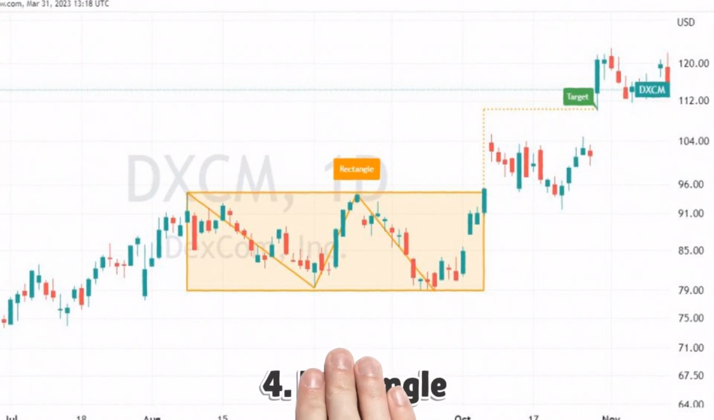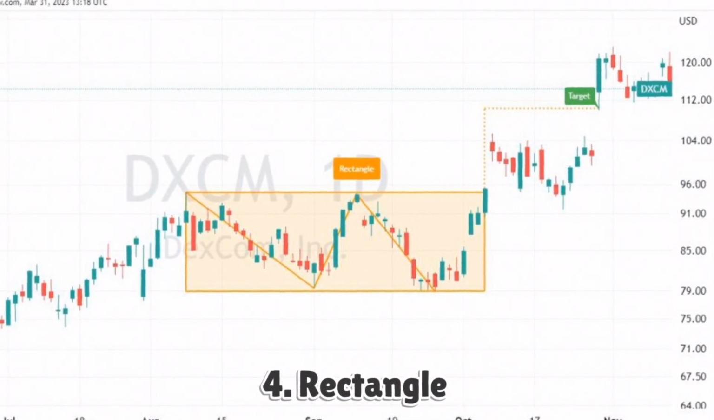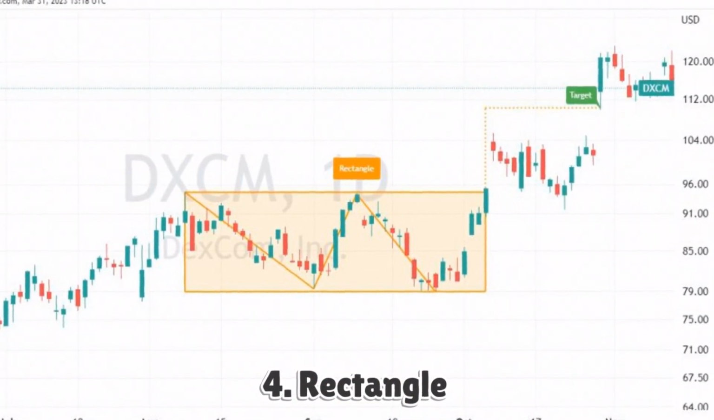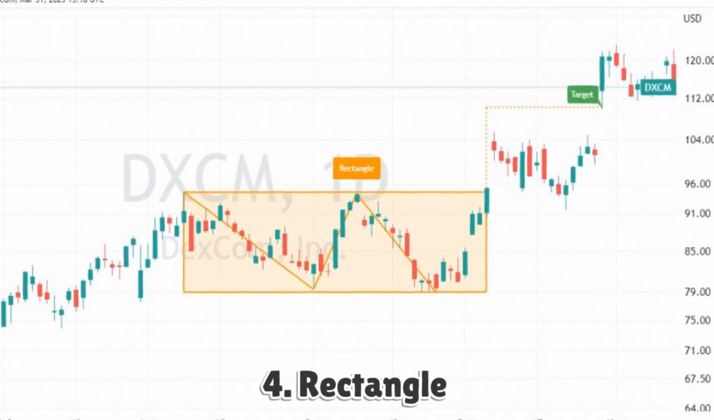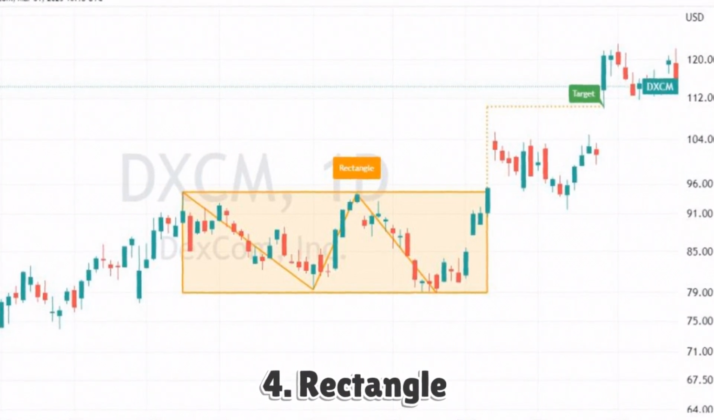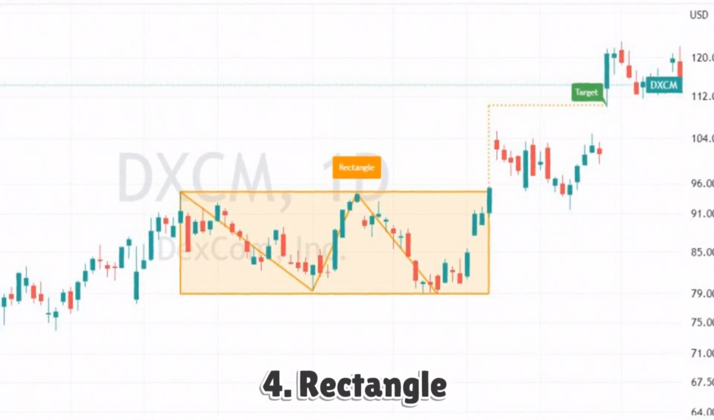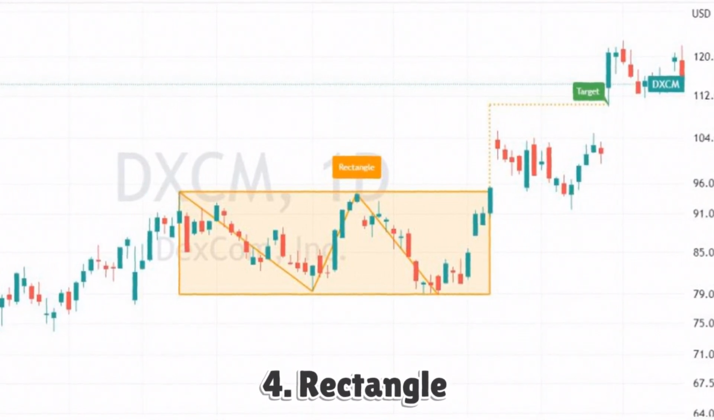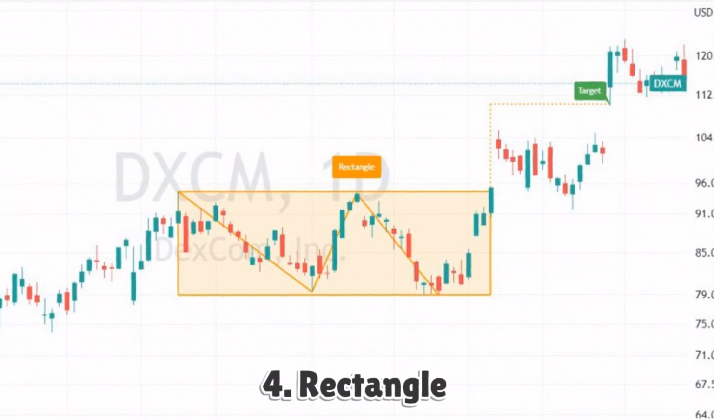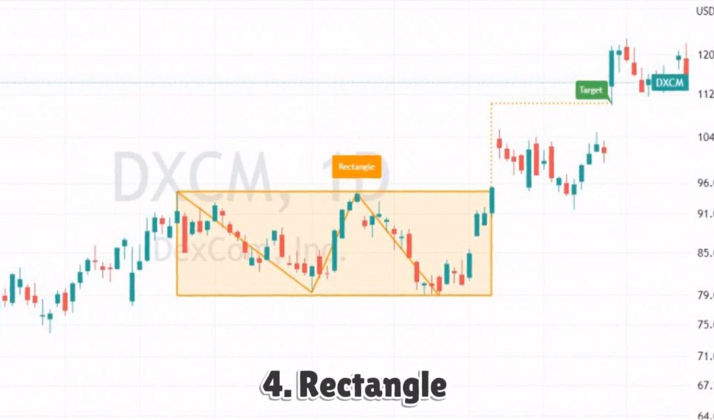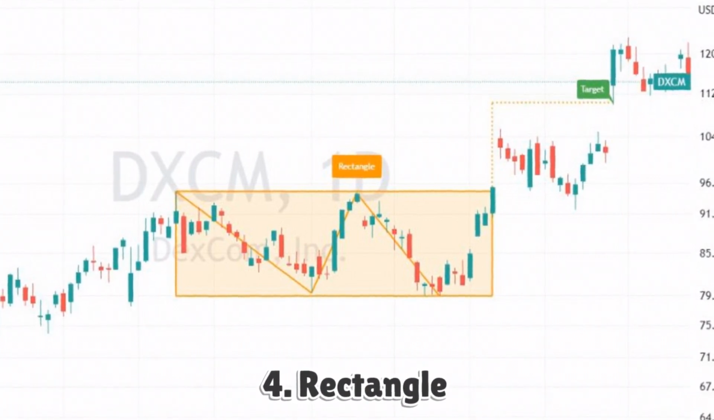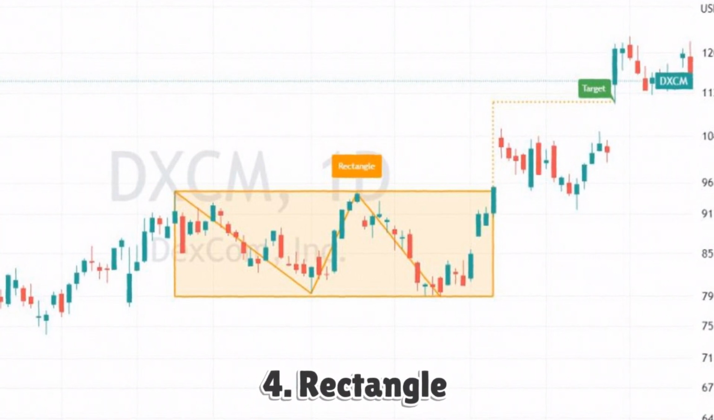The rectangle is a continuation pattern with two horizontal parallel lines acting as support and resistance levels. The price should normally break out in the same direction as the previous trend. The rectangle pattern has an 85% success rate in bull markets and an average profit potential of plus 50%. The rectangle pattern is popular because it is reliable, occurs frequently, and generates a good win probability.